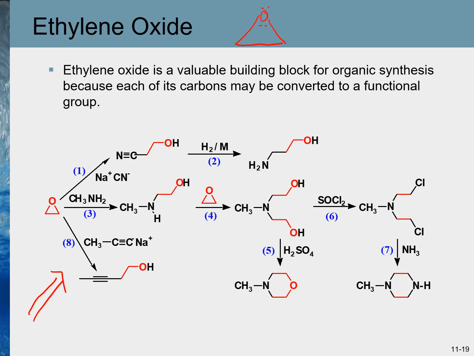In this flowchart, you will notice that reaction number 1 and reaction number 8 use carbon-based nucleophiles, and hence these reactions result in elongation of the carbon-carbon parent chain. So instead of two carbon parent chain in ethylene oxide, now we have a longer carbon chain.